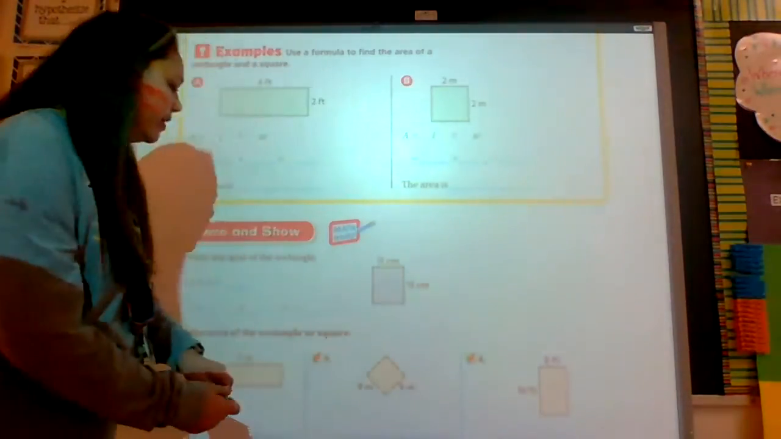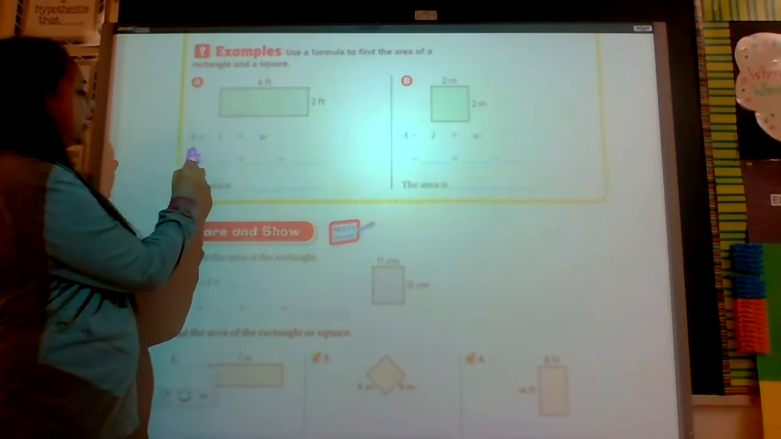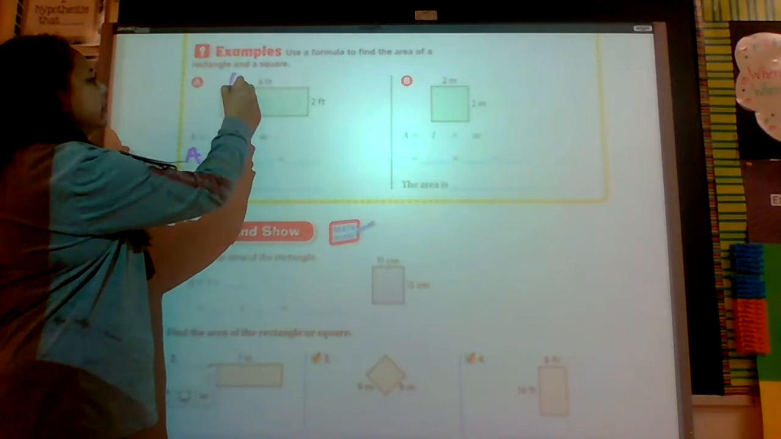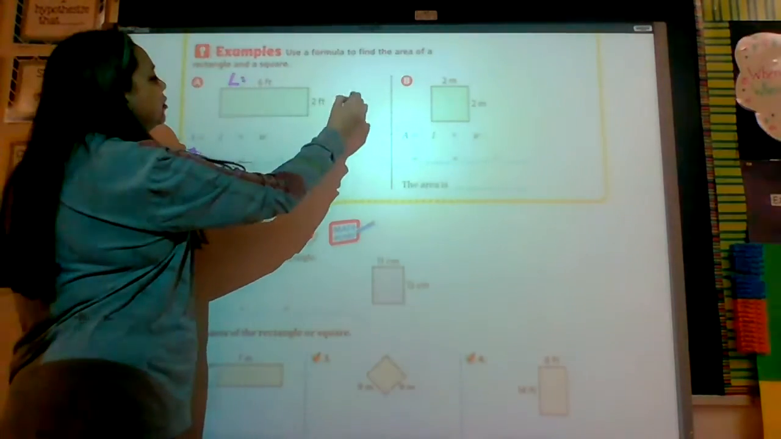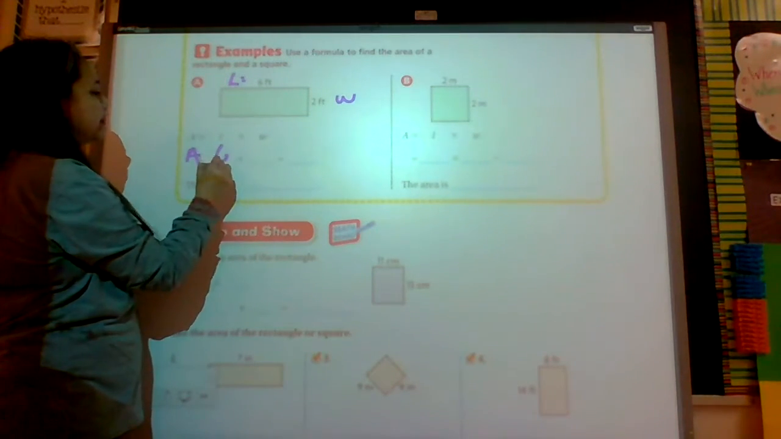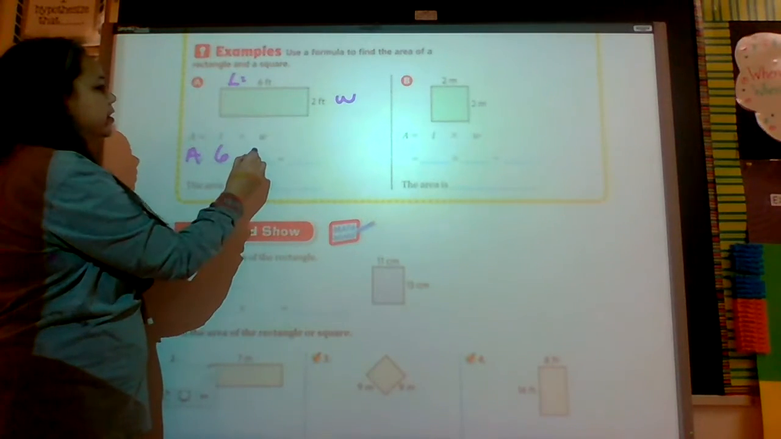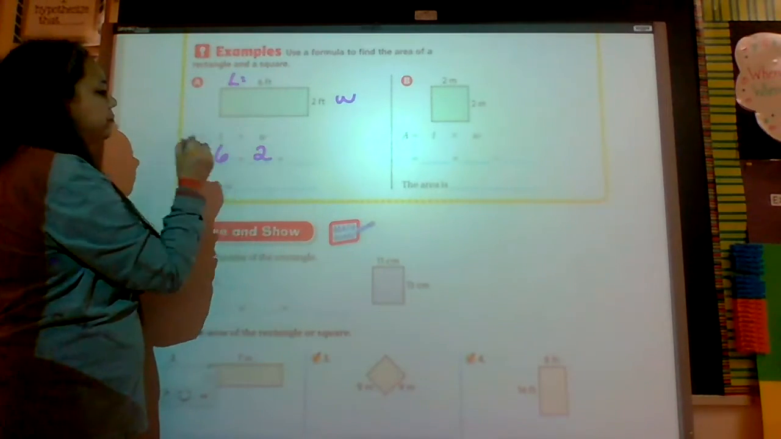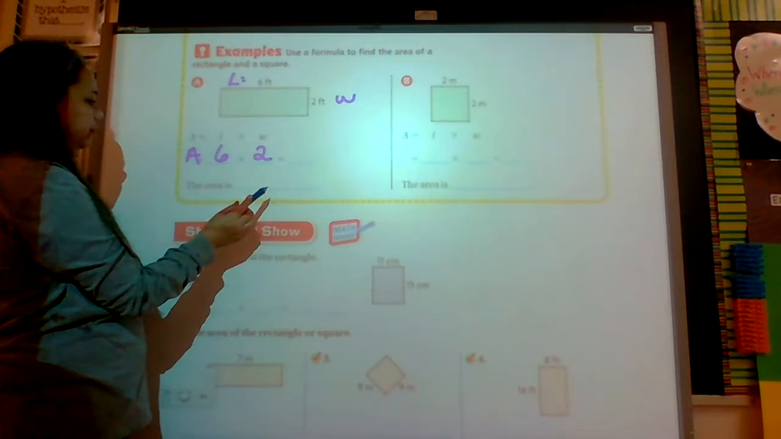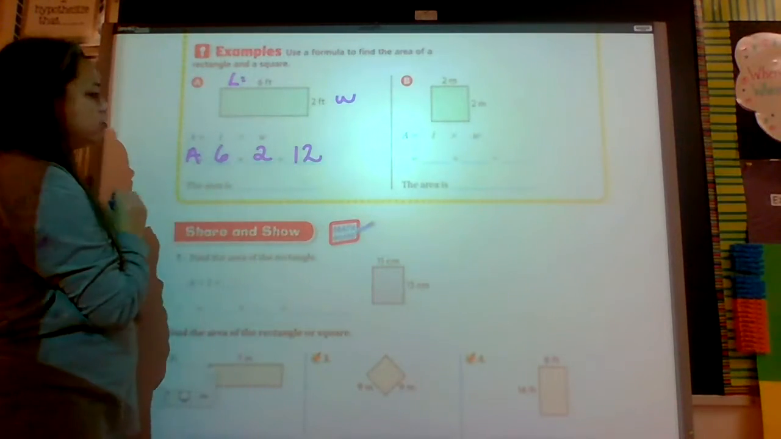Then you rewrite this underneath there. You're going to rewrite A, area is equal to, inside of length, we know 6 is the length and 2 is the width. So I'm going to input, in place of L, we're going to put 6. In place of W, we're going to put 2. Okay? And so then equals, we multiply that and we do get 12.